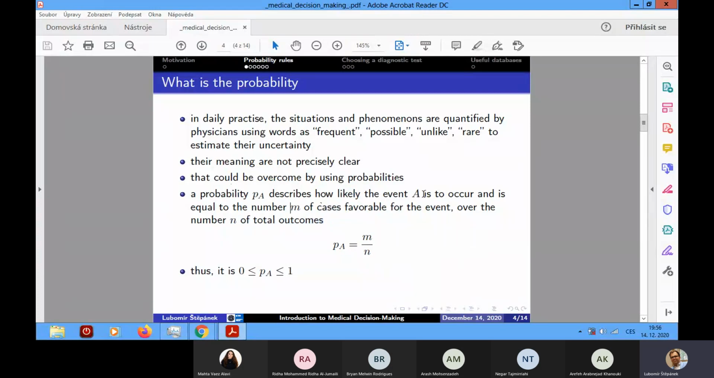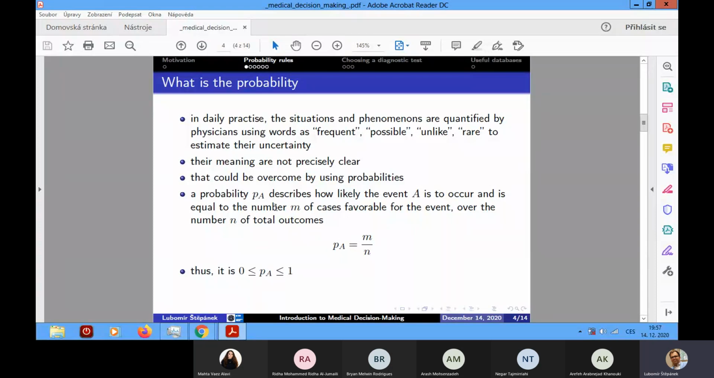And for example, if the event A stands for the situation that head is tossed, it means that there's only one favorable case, one for the head. So it's 1/2, and that's the probability which is commonly known from common sense: the probability of head tossing is 1/2, and also the probability of tail tossing is 1/2.